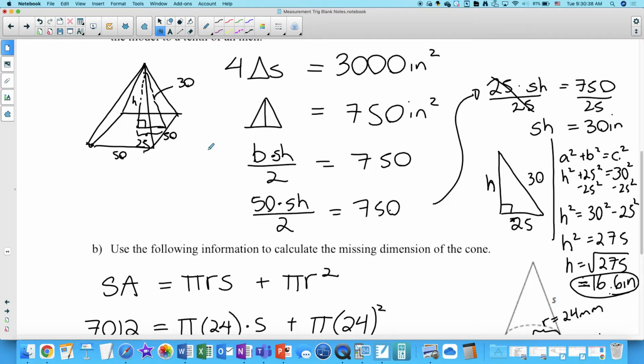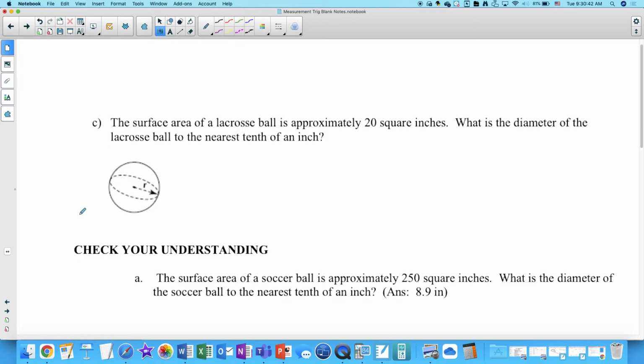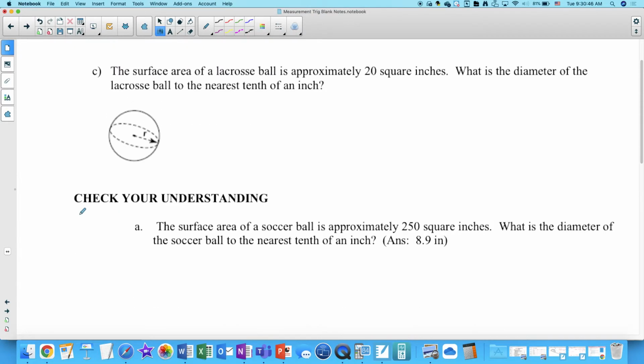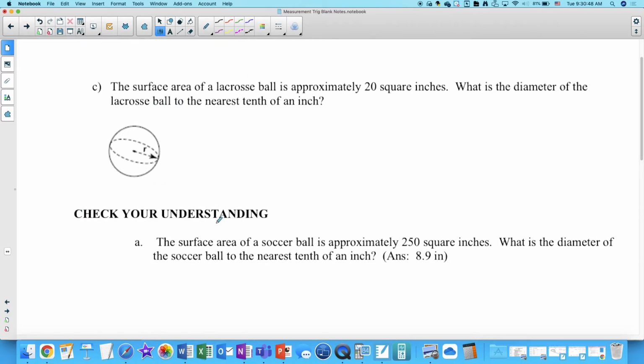The surface area of a lacrosse ball is approximately 20 square inches. What is the diameter of the lacrosse ball to the nearest tenth of an inch? Okay, where would you start with this one? Yes, write down the formula for the surface area of a sphere. And that is that surface area equals pi r squared.